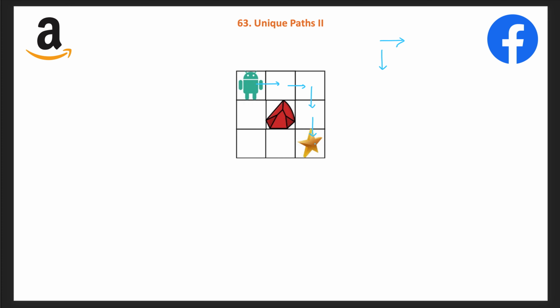So this is the last cell, and this is one path. For the second path, the robot can first take the down step, then a right step, then another right step. So this is the other path. In total, this grid has two paths, so we need to return 2 as the answer.